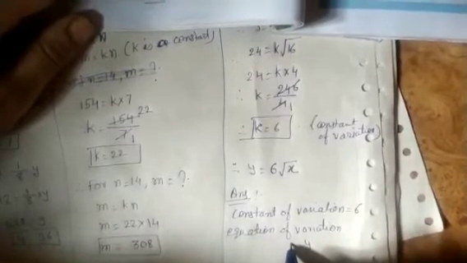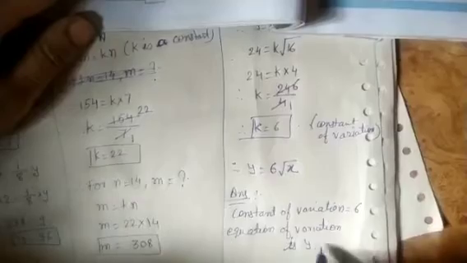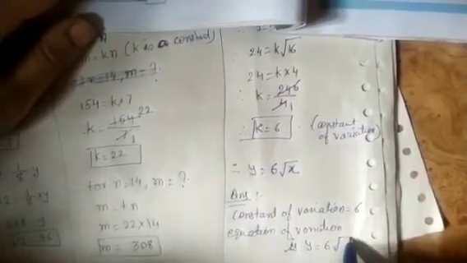That is, constant of variation is 6 and equation of variation is y equals 6 root x. Is it clear?